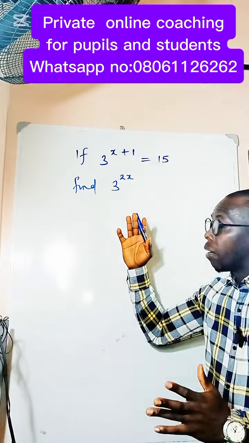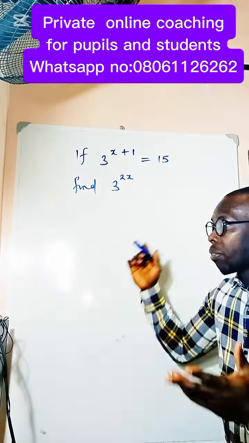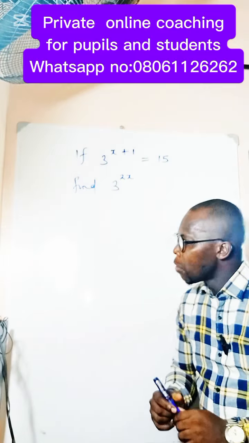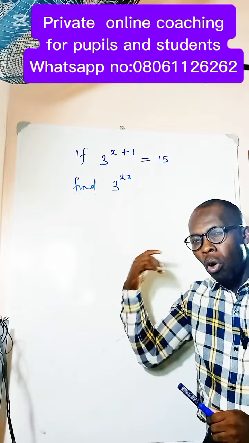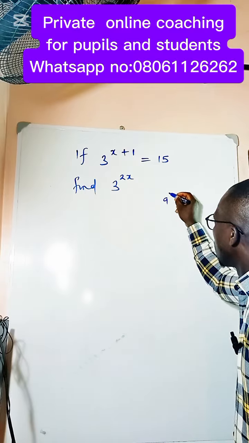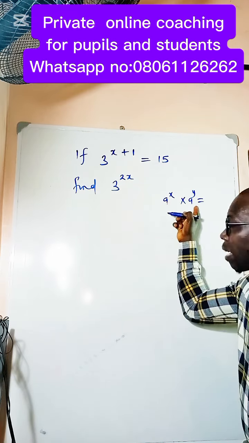So, the question says if 3 to the power of x plus 1 is equal to 15, find 3 to the power of 2x. It's very easy. So, we need to apply the multiplication law in this, right now. So, we can have this to be, when you apply something like this. So, we're going to apply something like this here.